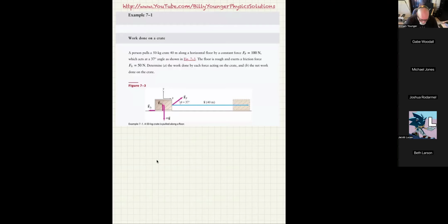But anyways, let's start off with example 7.1. Work done on a crate. So I want to remind you guys, we reached the conclusion that work is directly proportional to force, and work is directly proportional to the distance over which the force is applied. So you can sort of think of work as force times distance.